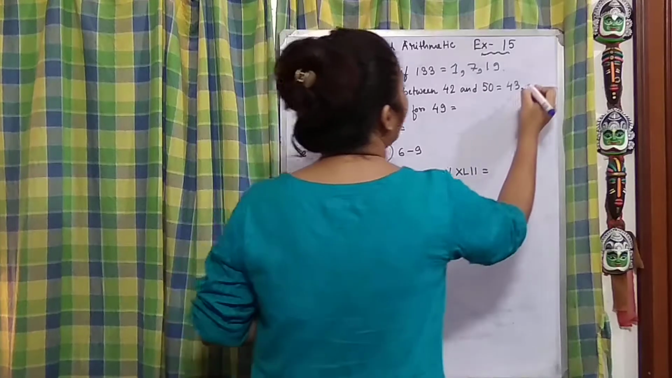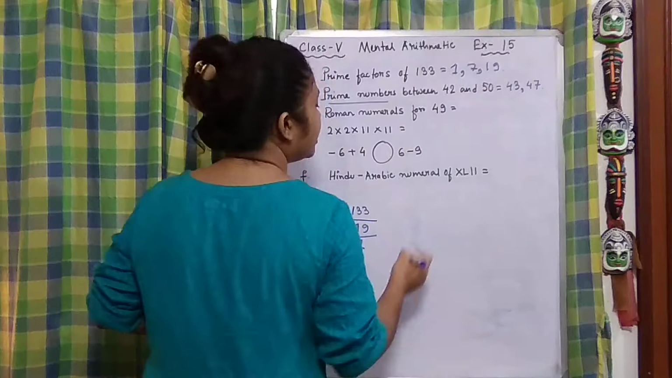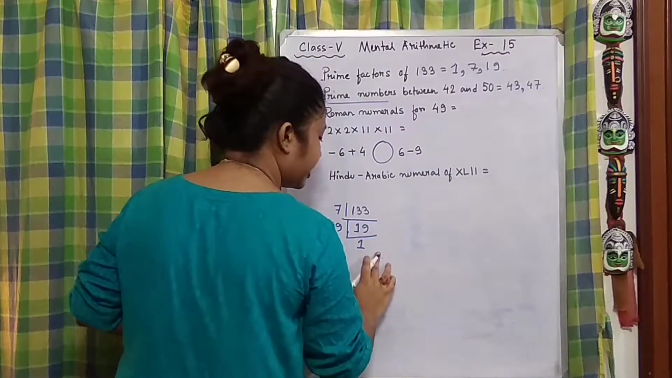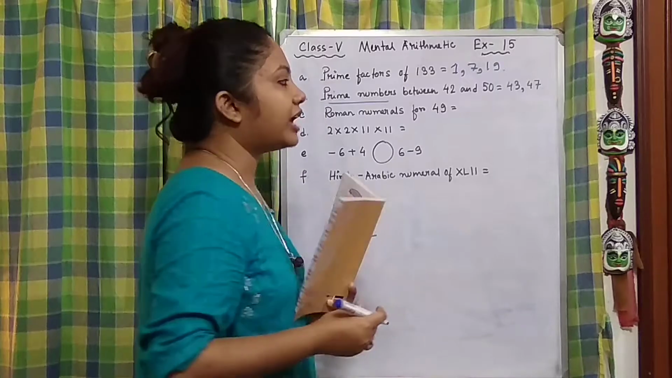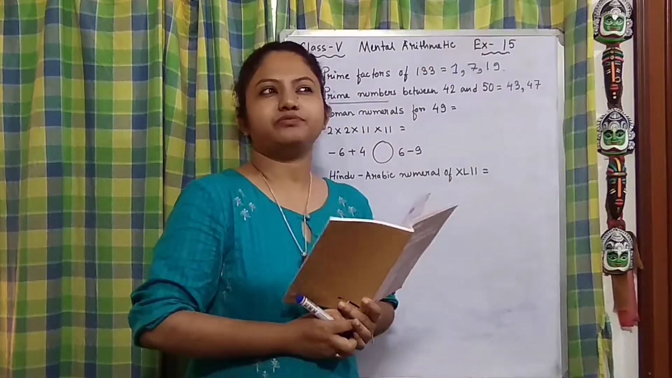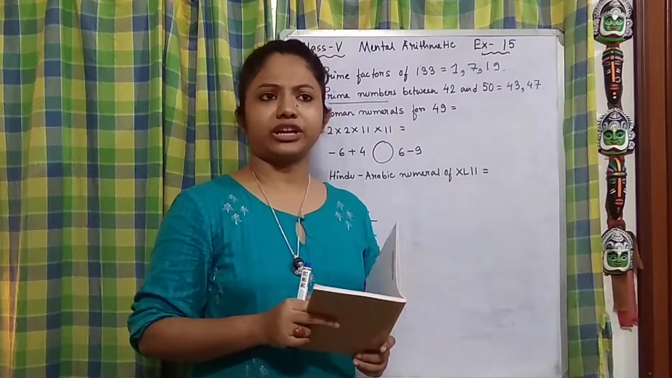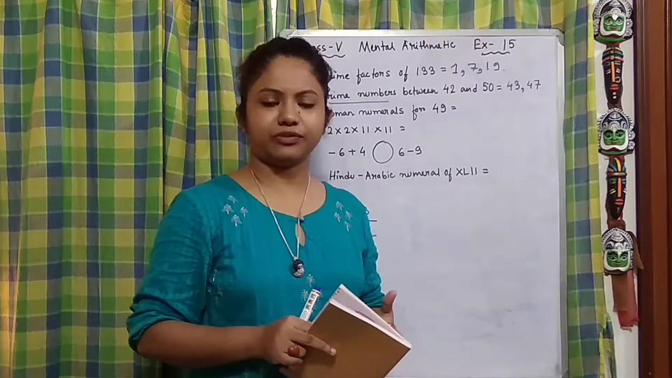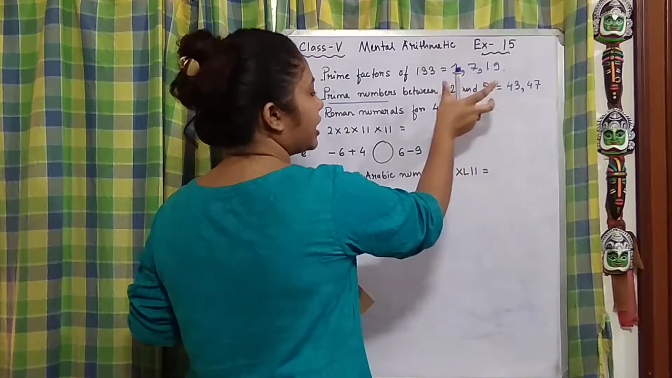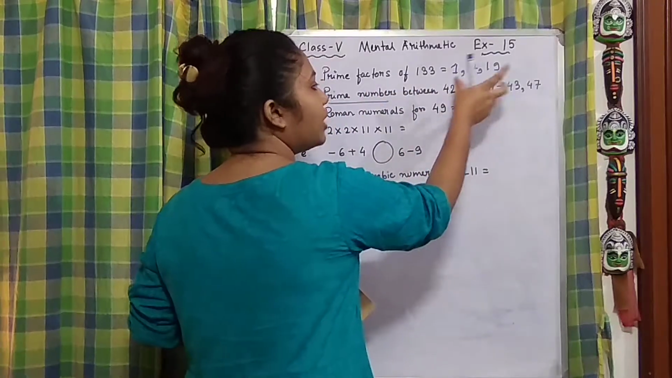Then another one is 47. Other than that, what are the numbers? 48 can be divided by 4, 42 can be divided by 2 and 4, 44 can be divided by 4 and 2, 46 and 49 can be divided further, right? So only these two numbers, 43 and 47, are the prime numbers within the range of 42 and 50.